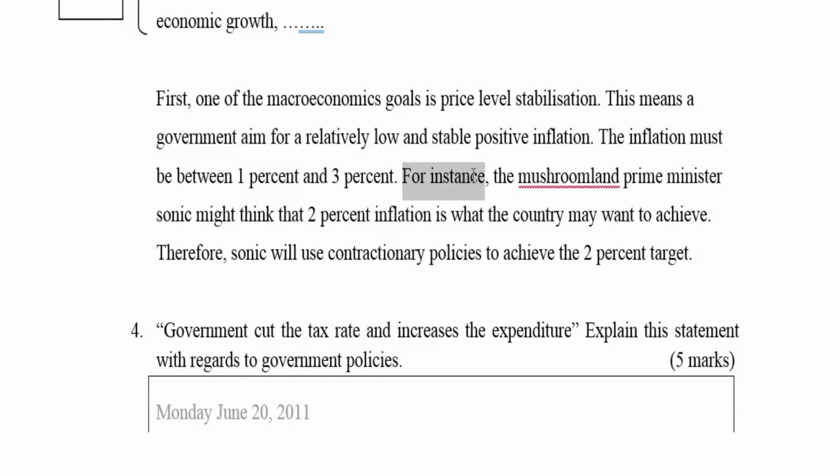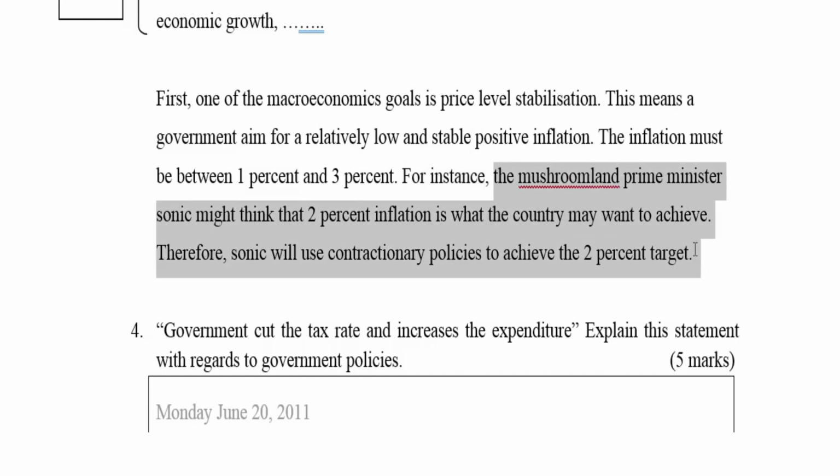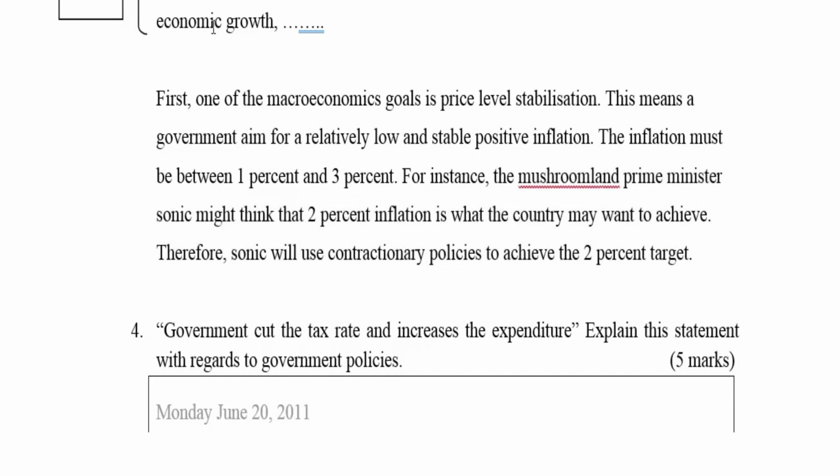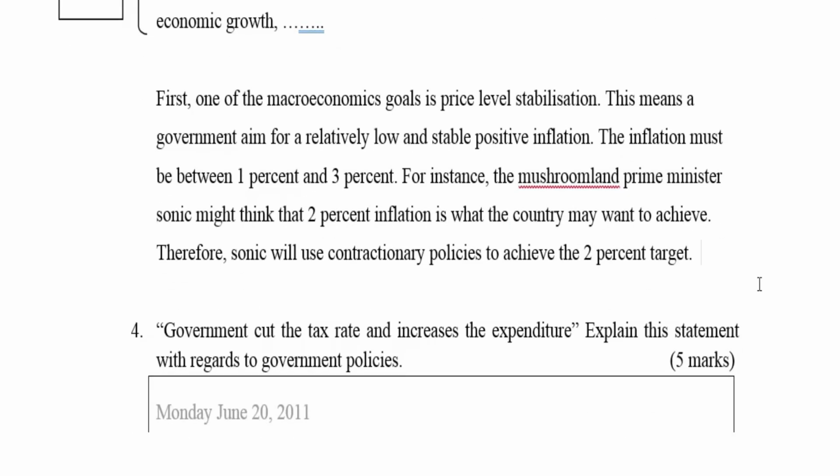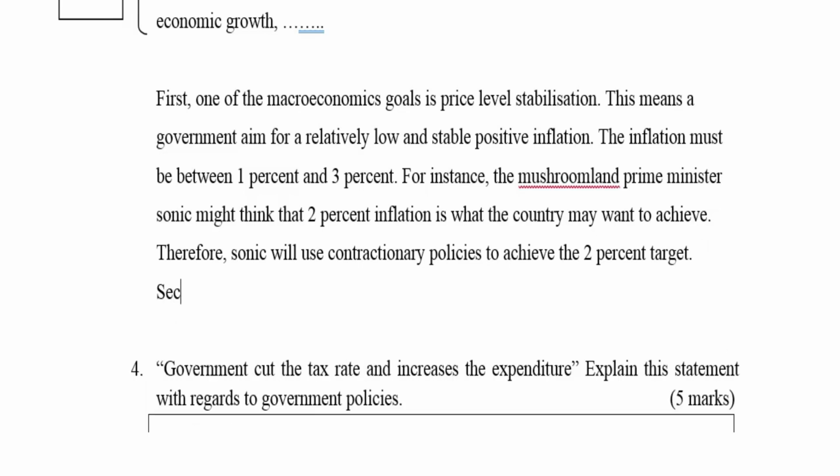I use for instance, so I give a scenario. This is a long example, so I give a scenario rather than only giving such as 2%. You understand what I mean? So this may be one of the objectives. I'm writing this essay as if this essay is for 9 marks or 15 marks. Then we start with the second. You can see I link back a little bit. I use therefore to achieve the price level stabilization.